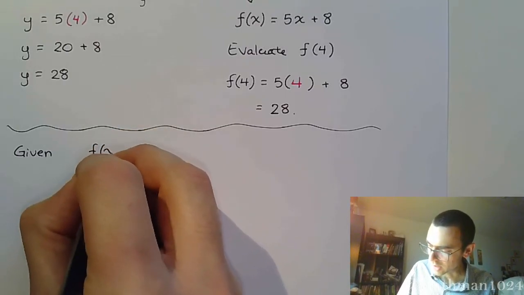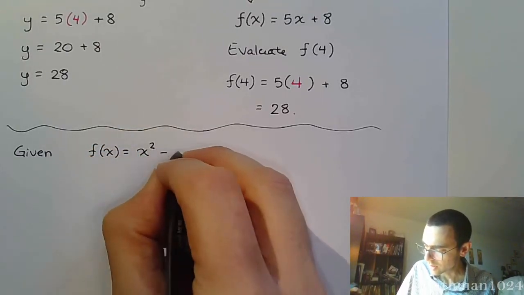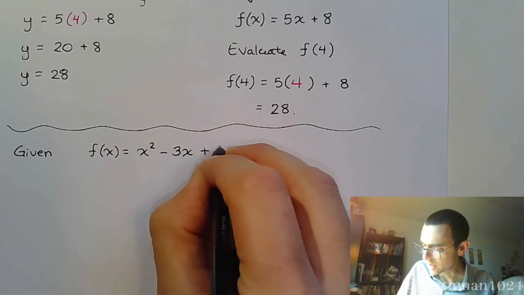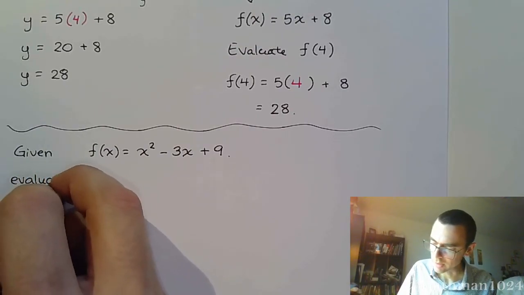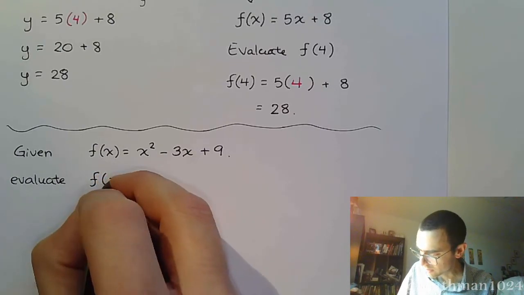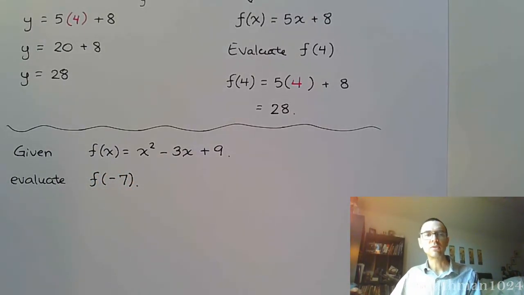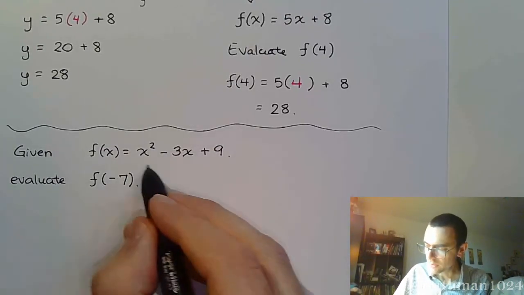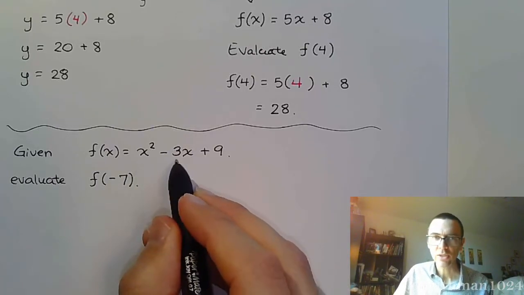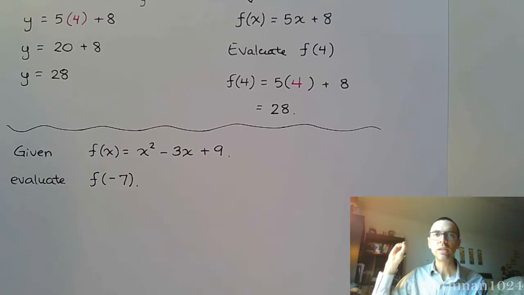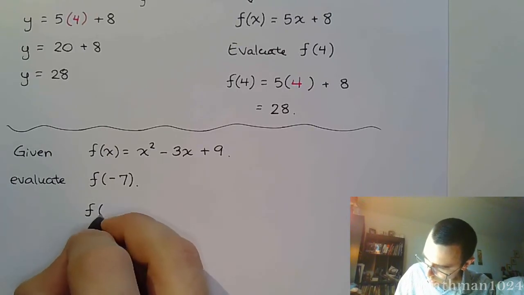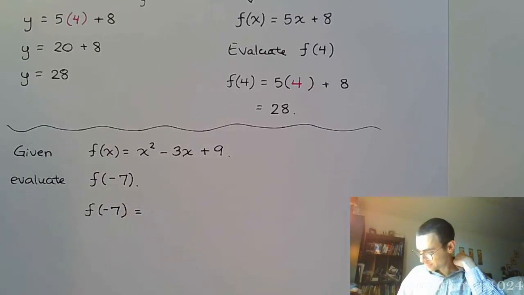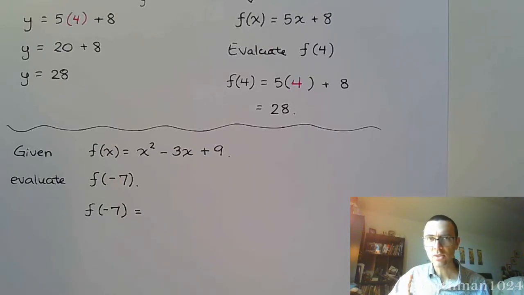So if you were given that f of x is equal to x squared minus 3x plus 9, and you need to evaluate, or sometimes they use the word find, evaluate f of negative 7. Okay? All that is saying is to take this function, and any place you see x, remove it. Take the x out, and you're going to plug in negative 7. So your work is going to look like this.